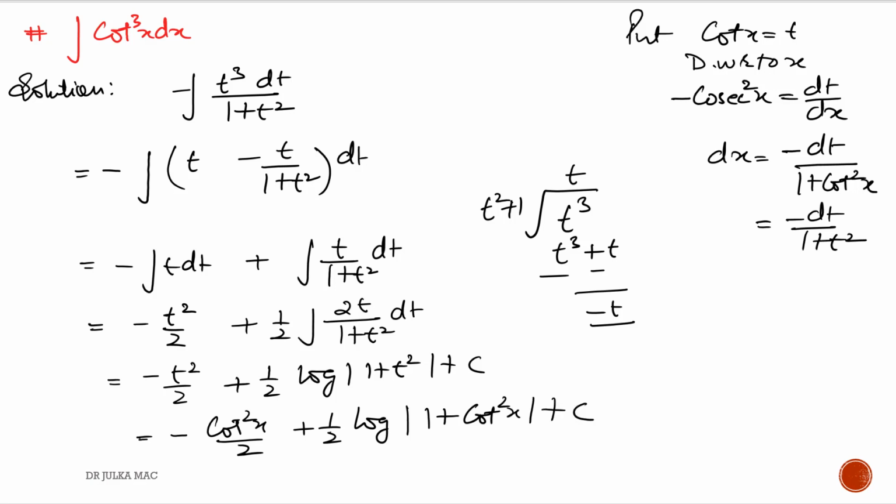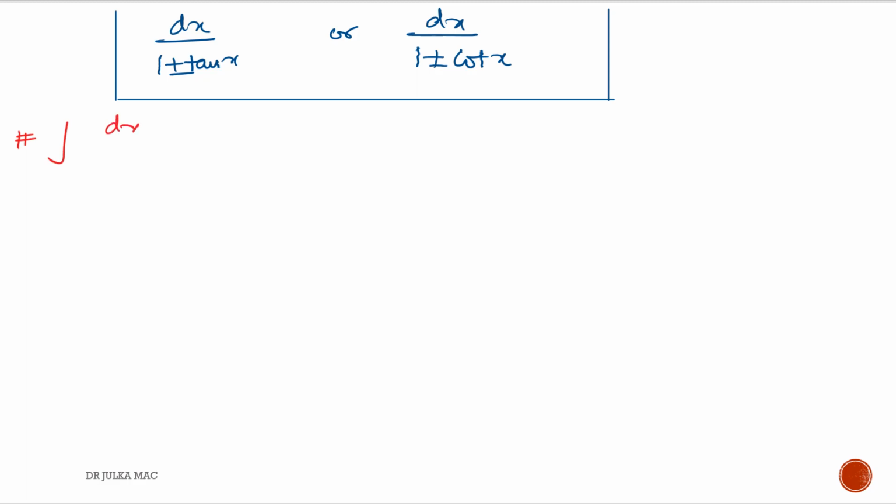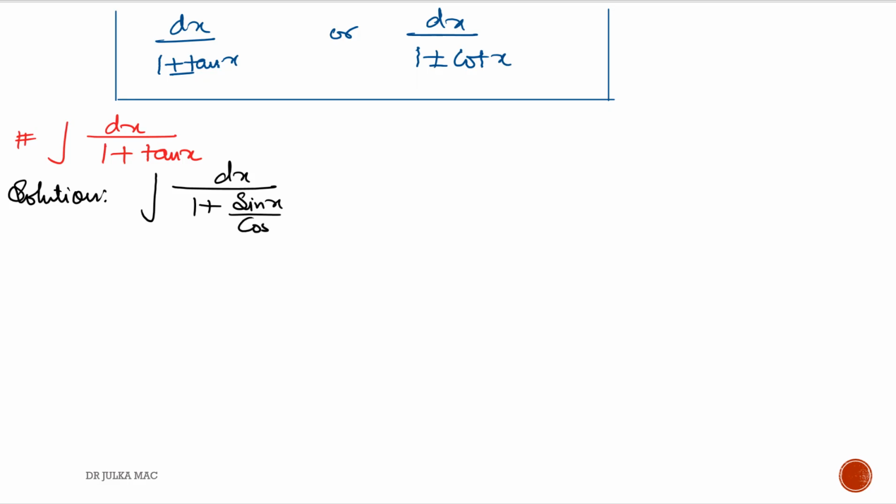Next point. Whenever we have a question of dx divided by 1 plus or minus tan x, or dx divided by 1 plus or minus cot x, first convert into sin and cos and then solve. First question, dx divided by 1 plus tan x. First we convert into sin and cos. So this equals dx divided by 1 plus sin x upon cos x. After taking LCM, it will be cos x dx divided by cos x plus sin x.